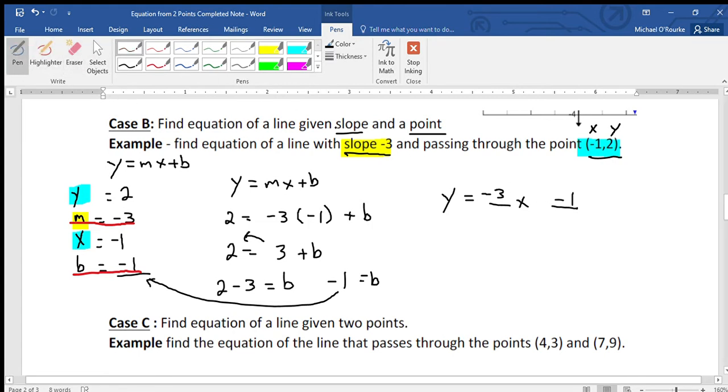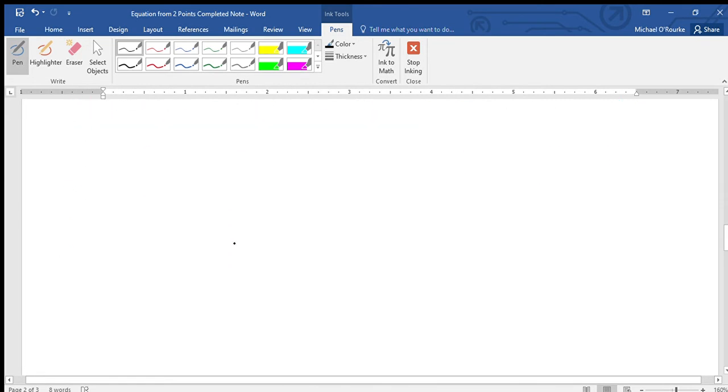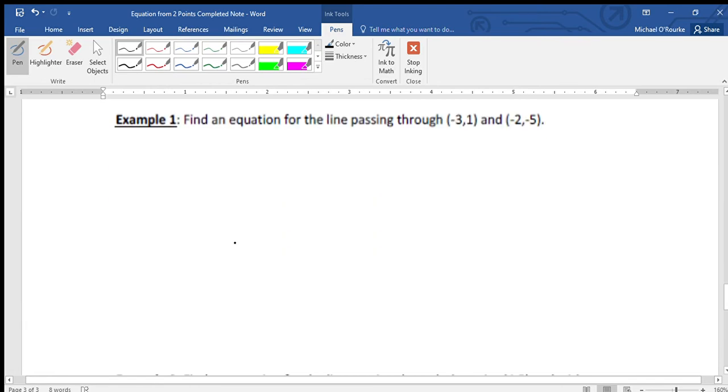So that is how we solve for when we have a slope and we have a point. We're going to practice this a couple more times. But we take a look, we write down everything we have, then we solve for our unknown piece. So let's do one more of those. I'm going to skip down here.